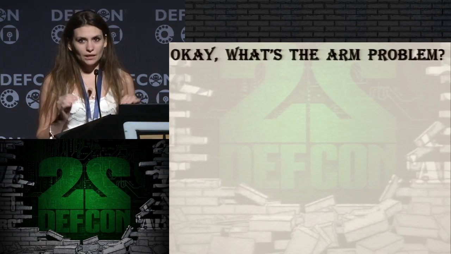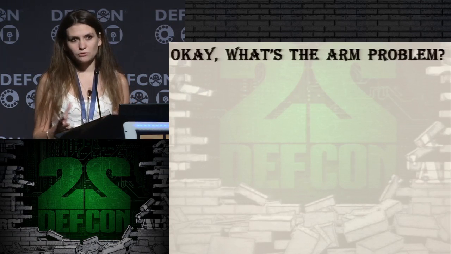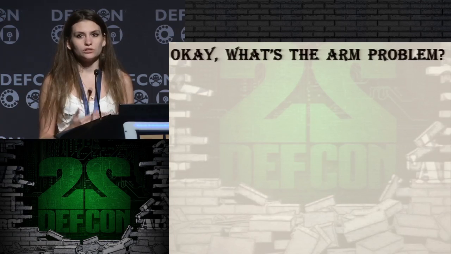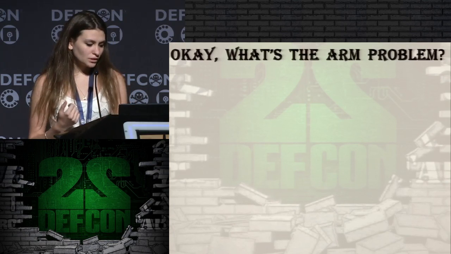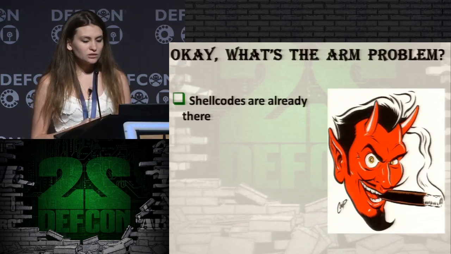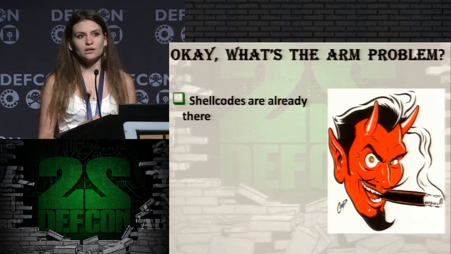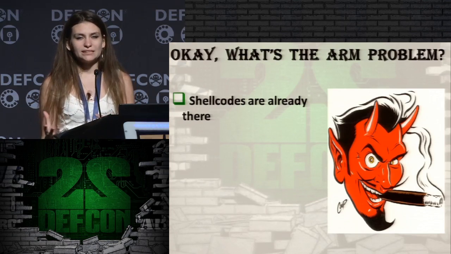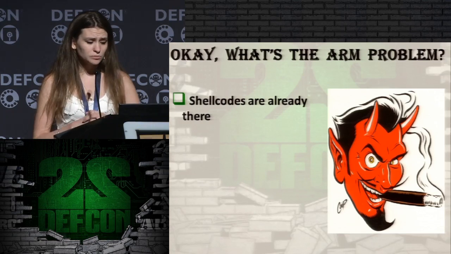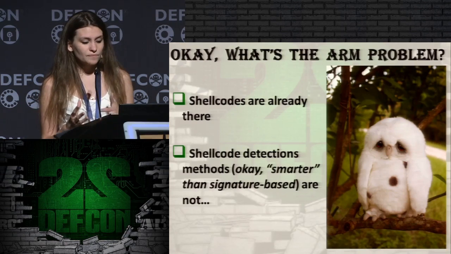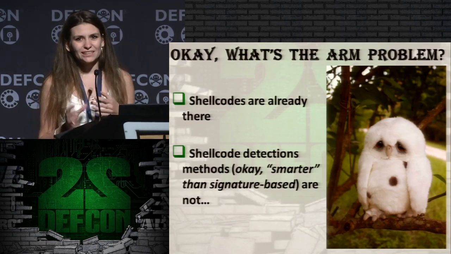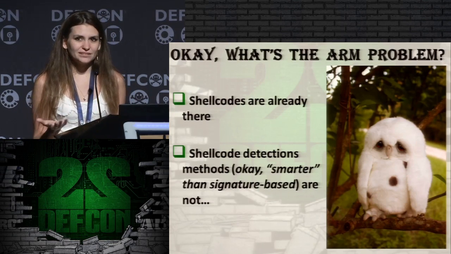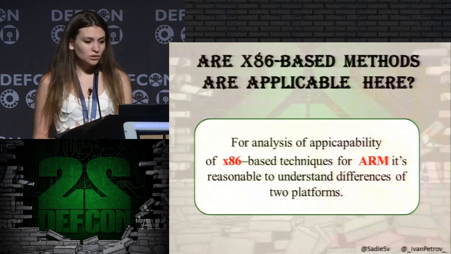We have, as I mentioned before, a huge base of detectors which focus on detecting shellcodes on x86. What do we have for the ARM platform? So we have already seen shellcodes. They already exist in public repositories such as exploit-db or the Metasploit database of exploits and so on. But unfortunately, we don't have shellcode detection methods that are at least a little bit smarter than simple signature-based ones. So what are we going to do with it?